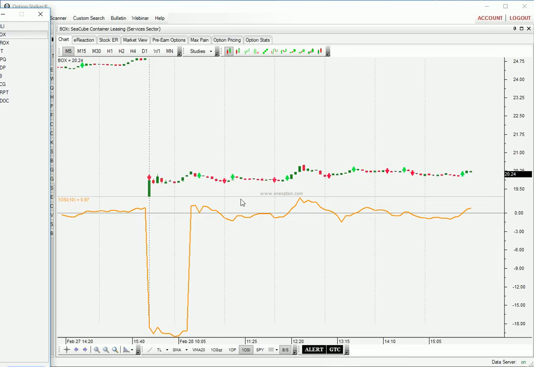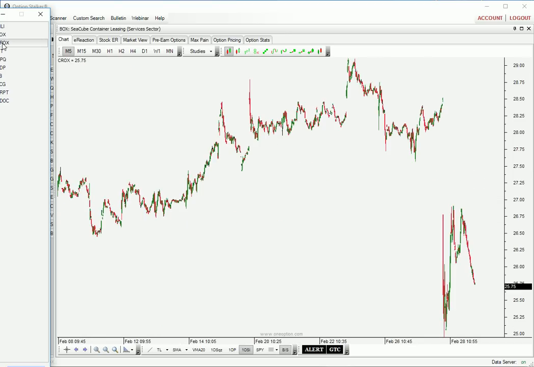BOX dropped and pretty much flatlined the rest of the day. You want to have stocks that have some movement and gyration to them. You don't want dead wood. So I'm going to move on to the next one.